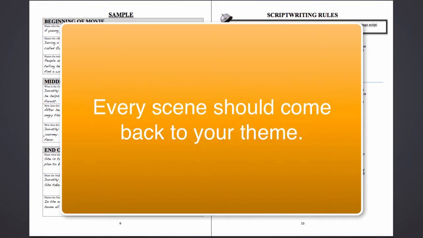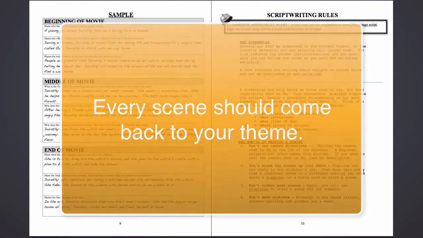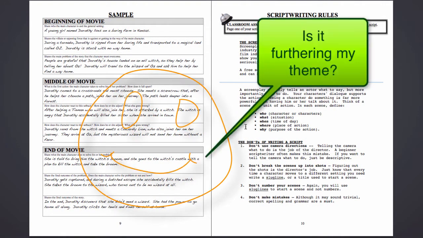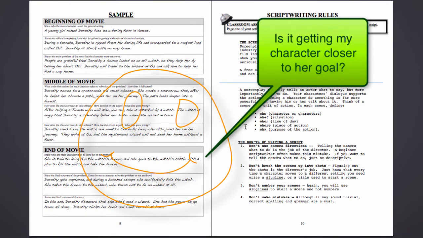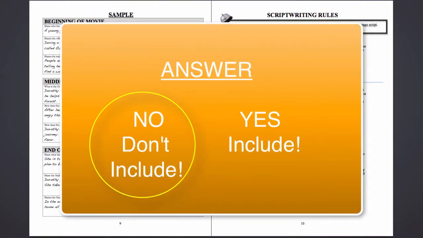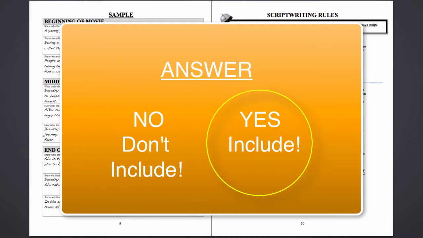And remember, every scene that you create should come back to your theme. Sometimes, if you don't know what to include in your screenplay, you should ask yourself, is it furthering my theme? Is it getting my character closer to or farther from a solution? If the answer is no, you know not to include it. If the answer is yes, then you know that this may be a great moment in your screenplay and something to explore.